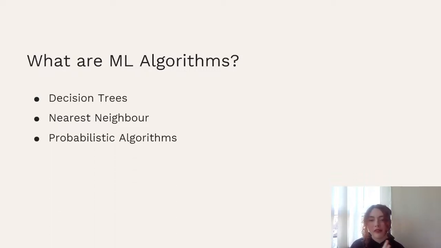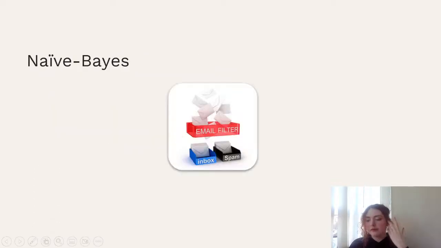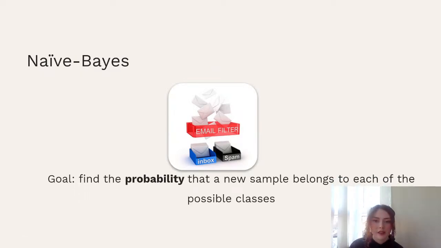But one thing we haven't covered yet is probabilistic algorithms. And one of those is naive Bayes. Naive Bayes is a type of algorithm that helps computers make decisions based on probabilities. And the reason it's called naive is because it assumes that all of the features of something are independent of each other, even though that might not be true.